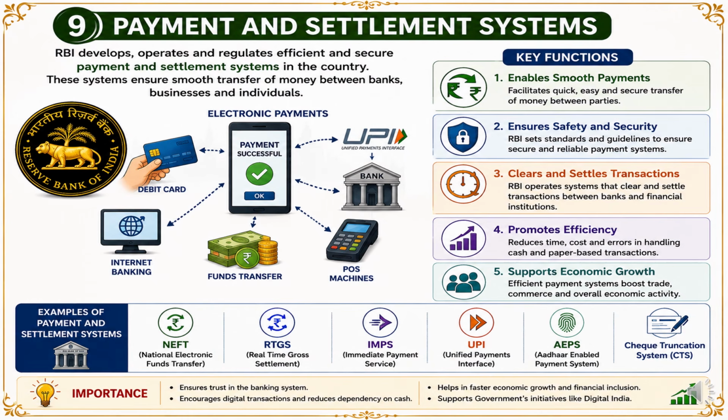Ninth important function of RBI is payment and settlement system, which means RBI develops, operates, and regulates safe, efficient, and reliable payment systems in India. These systems help transfer money smoothly between individuals, businesses, and banks. There are five important functions.